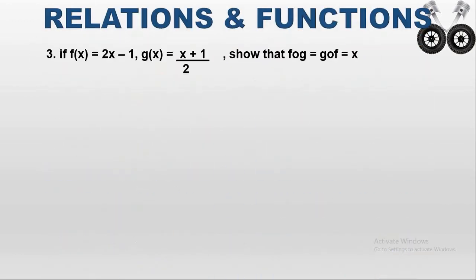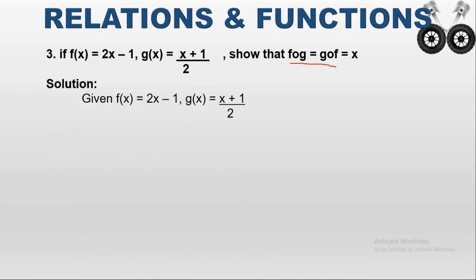Next one is question number 3. If f of x equals 2x minus 1, g of x equals x plus 1 whole divided by 2, show that f composition g equals g composition f equals x. So what is the problem given here? F of x value is given, g of x value is given. You have to find the value for f composition g and g composition f, and they must be equal to x, we have to show. So first we have to write a solution.